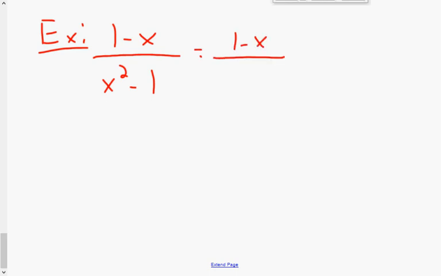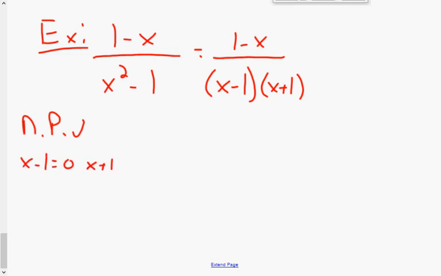x squared minus 1. That is a beautiful difference of squares. Get used to seeing those, you guys, because they show up quite a bit. There's a reason I showed a lot of these last year as well. Now let's quickly do non-permissible values. x minus 1 equals 0. x plus 1 equals 0.